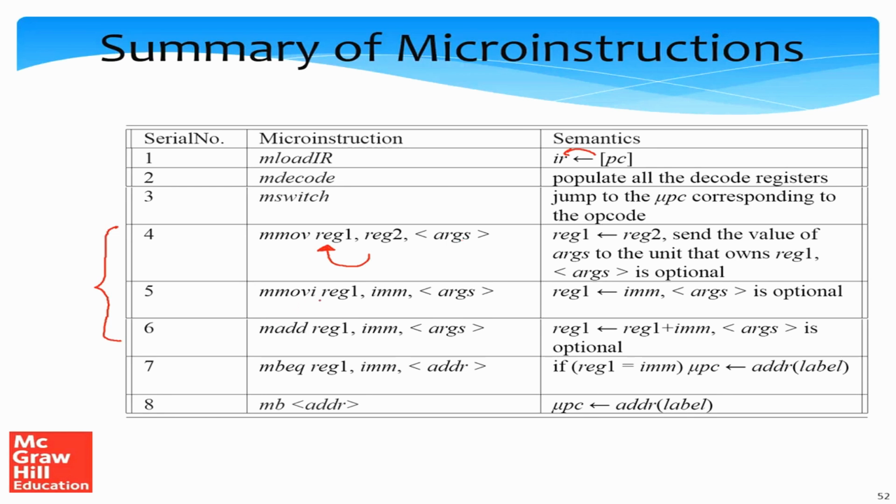Similarly, we have the mmove instruction, which moves an immediate to a register. Here also args is optional, but it works in exactly the same manner, where args is sent on the bus and the unit that owns reg1 ends up processing it. We have madd, which does the same thing. It sets reg1 as reg1 plus im. Args is again optional, but it does the same thing.